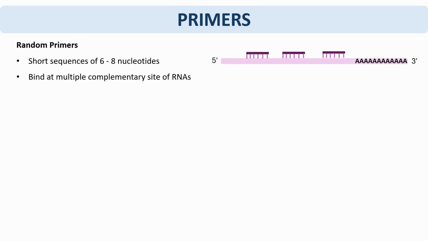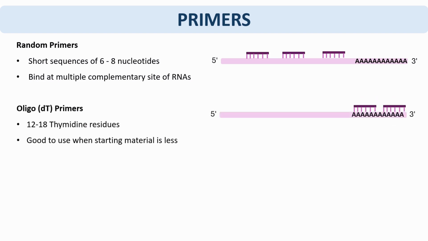Now before discussing the types of RT-PCR, let's have a look at different types of primers. Random primers, these are the short single-stranded sequence of usually 6 to 8 nucleotides, and they bind at the multiple complementary sites of all RNAs, with or without poly-A tail, for cDNA synthesis using reverse transcriptase.